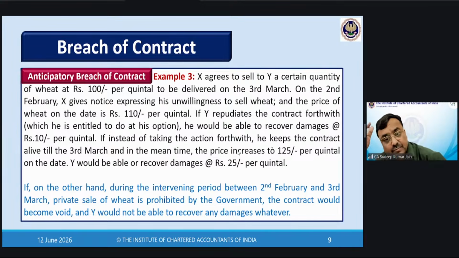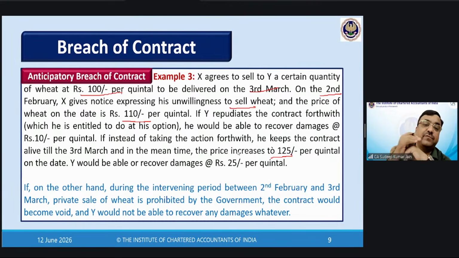What was the example? The example is saying that the contract was to supply the wheat at 100 rupees per quintal on 3rd March. But before the due date, that is 2nd February, almost 1 month before, he refused delivery. The price at that time was 110, and on the due date, the price was 125. In this case, Y has two options: either to treat the contract as cancelled on 2nd February and file for the recovery of damages, that is rupees 10 per quintal, because the original contract price was 100, and at this time he has to purchase at rupees 110. So the difference of 10 rupees he has to pay out of his pocket, so he can claim this amount from X.